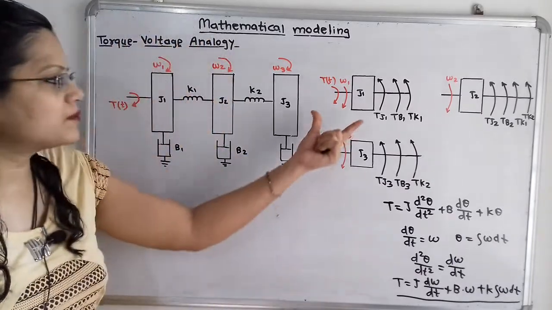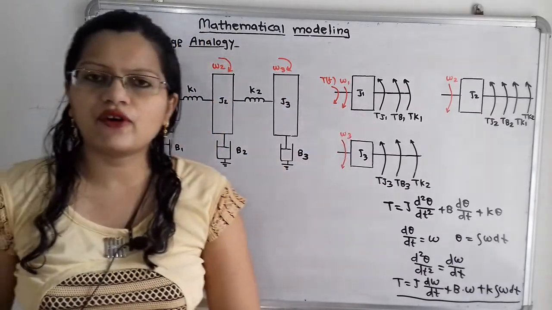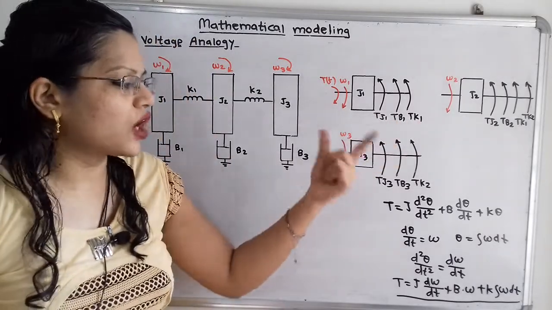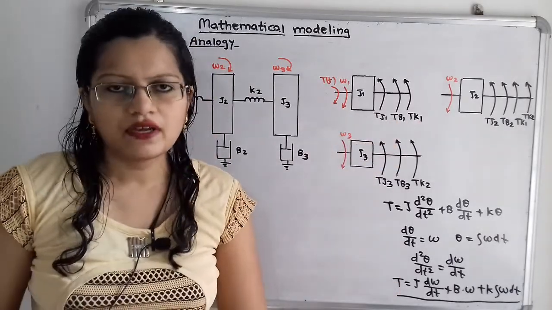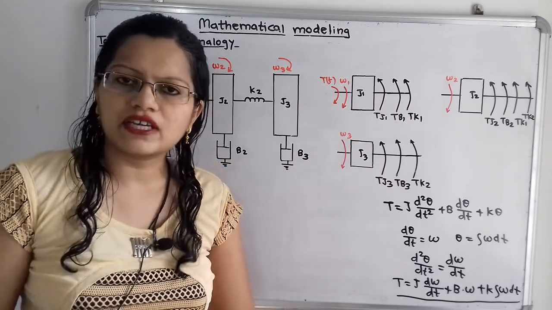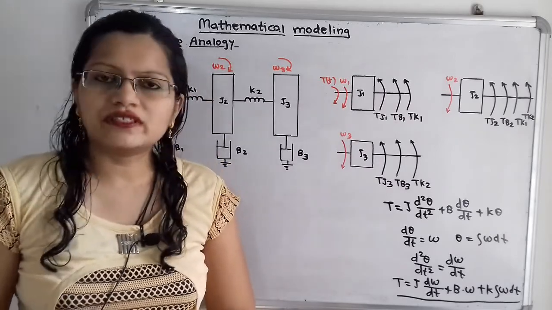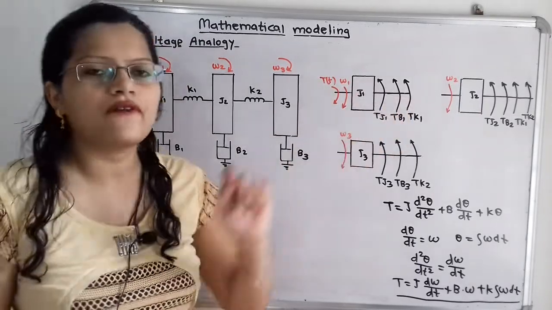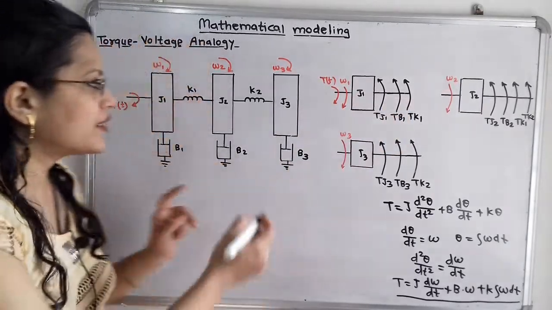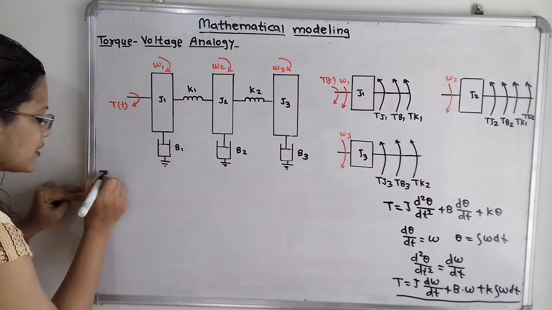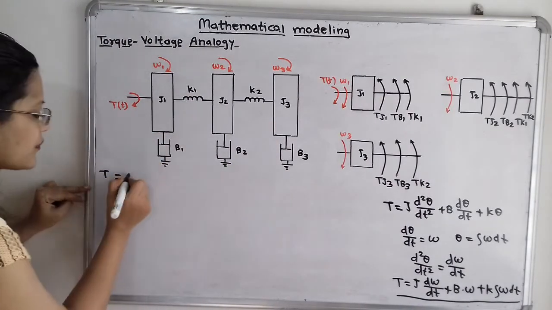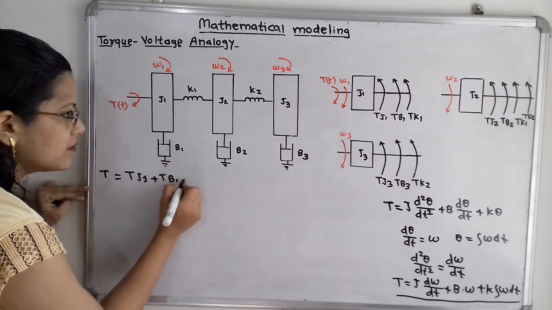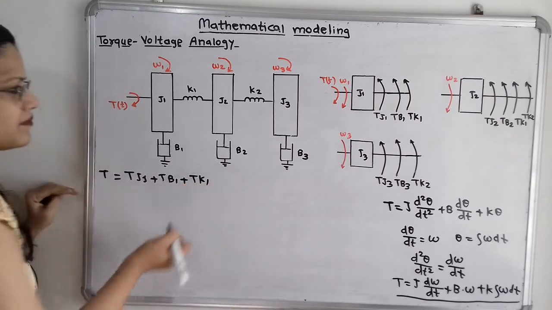Now if we observe the free body diagram for this J1, then we have to define all these torques in terms of omega. So how can we write the differential equation? According to Newton's second law of motion, we can say that input is equal to sum of all reaction torques. So input equal to TJ1 plus TB1 plus TK1.